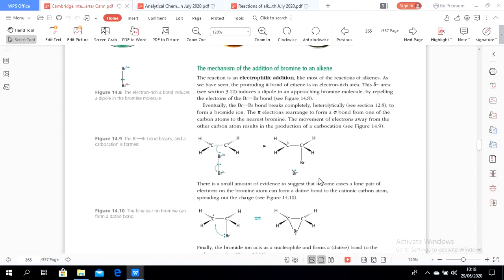And then finally, the ion that has a lone pair can also combine with the positive charge here, with the carbocation. Why? Because the carbocation lacks electrons. This one has an excess of electrons, so it will donate its electron to the carbocation. That makes a stable structure.